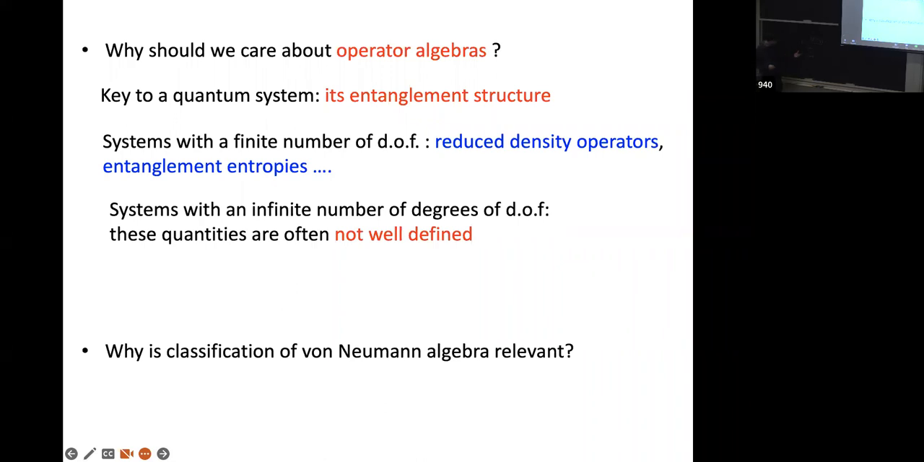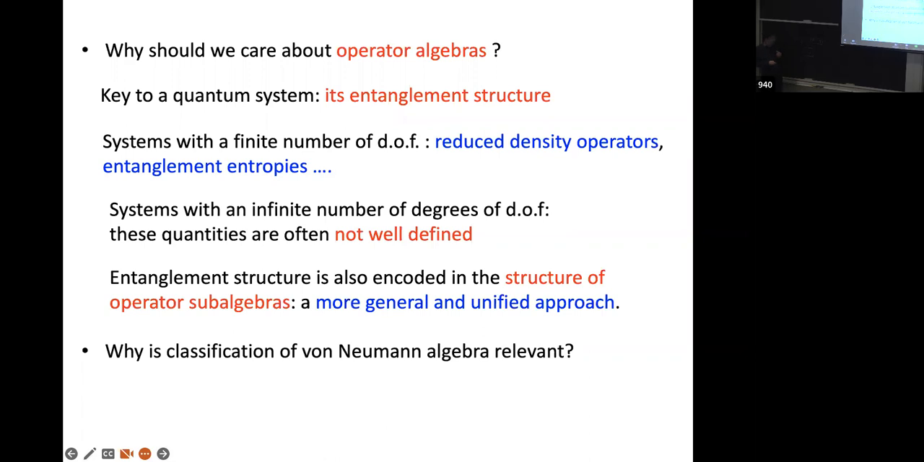But this operator algebra description can be generalized to the infinite number of degrees of freedom case in an intrinsic way. So entanglement structure is also encoded in the operator structure, and it gives you a more general and unified approach. Even in the case where you cannot define those things, the operator algebra provides the alternative to that.